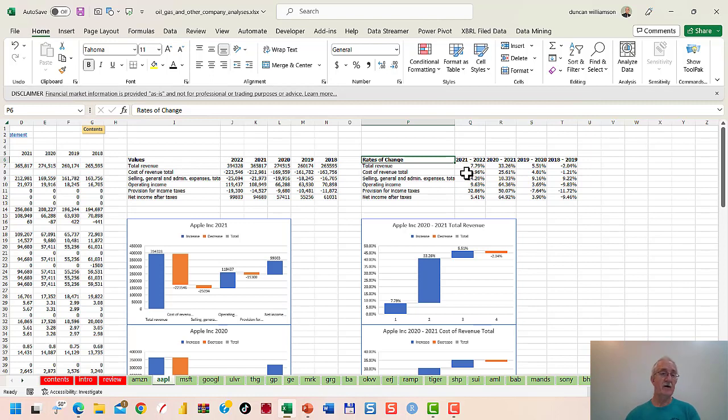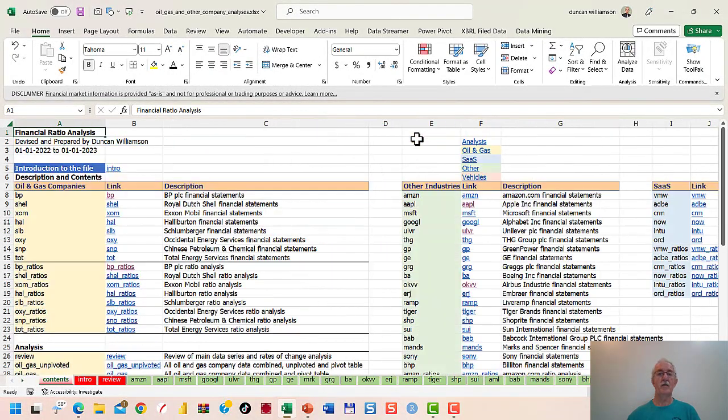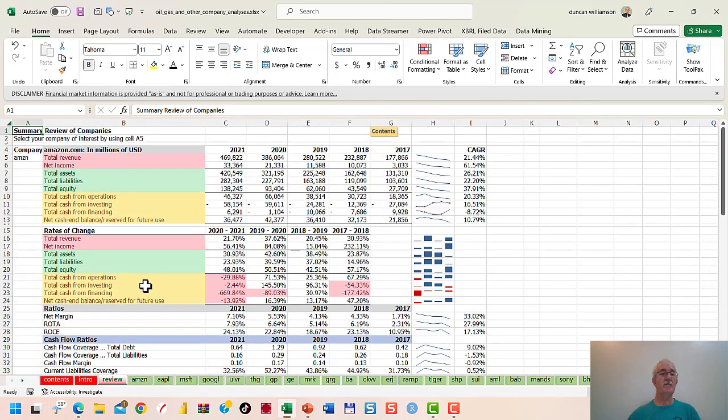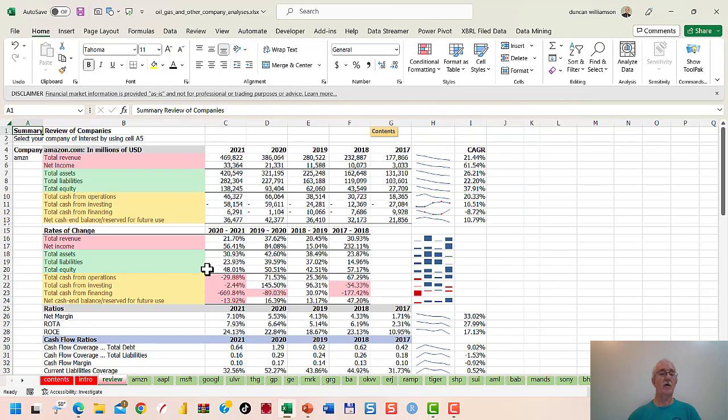You might find that ratio elsewhere in this file, but for this one, this analysis, that's unique to Apple. Now the review ratios, what do I mean by review ratios? I mean this. There's a tab for this. This is a review of every company in one place at any one time.